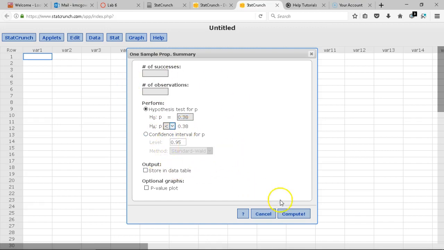Once you have that, you can compute, and you'll get a test statistic, and you'll also get a p-value. Of course, with the p-value, you can compare to alpha, which is given here in the problem. You're told to use an alpha value, a significance level of 0.05. By comparing the p-value to alpha, you can answer the question about the hypothesis test.